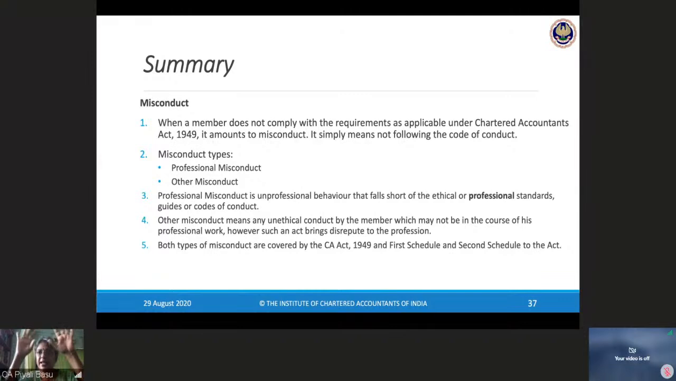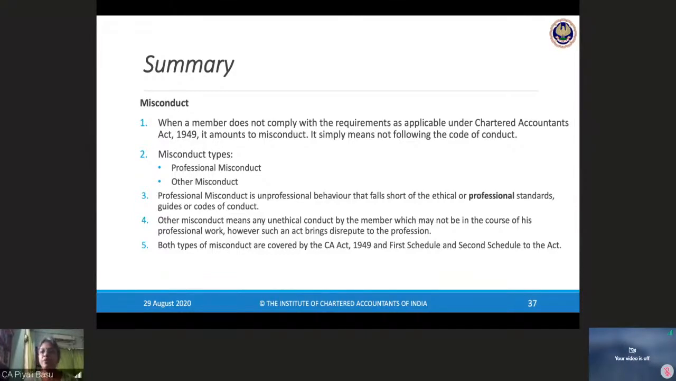So these are the macro. Now you have to go into the detail of the clauses. How many clauses are there? So what is a professional misconduct? If someone gets confused based on the case study, you cannot make out whether it is a professional misconduct or other misconduct. Let's have a definition of that. Professional misconduct is unprofessional behavior. This is a dictionary meaning of professional misconduct. That you unprofessionally behaved with the client, that falls short of ethical or professional standards.